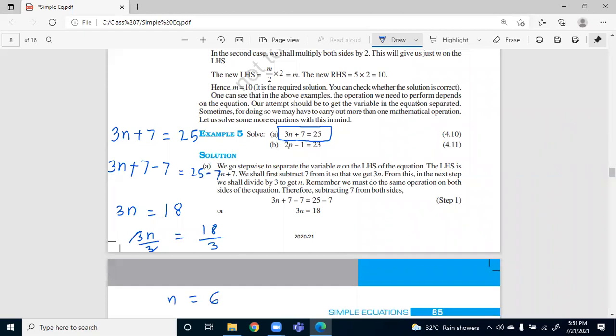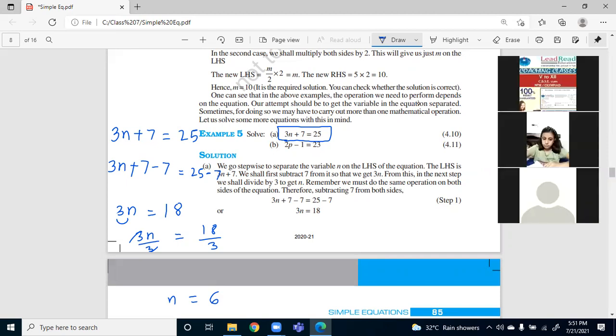So how have I done it? I try to make the variable alone. So I am removing everything from the variable. First the variable is attached with 7, so I subtracted 7 from both sides. Now the variable is attached with 3. It is in multiplication, so I divide by 3. So please write the solution in your copy. Then we will do the B part.